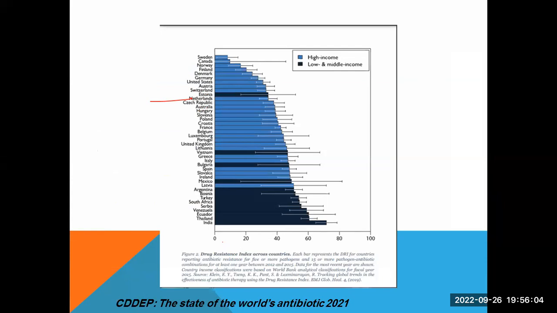So as you can see here, this is published by the CDDEP, now called the One Health Trust, which is the Center for Disease Dynamics, Economics and Policy. This was published in The State of the World's Antibiotics 2021. As you can see here, comparing high-income countries versus low- and middle-income countries, the drug resistant index is very high in the low- and middle-income countries rather than the high-income countries.